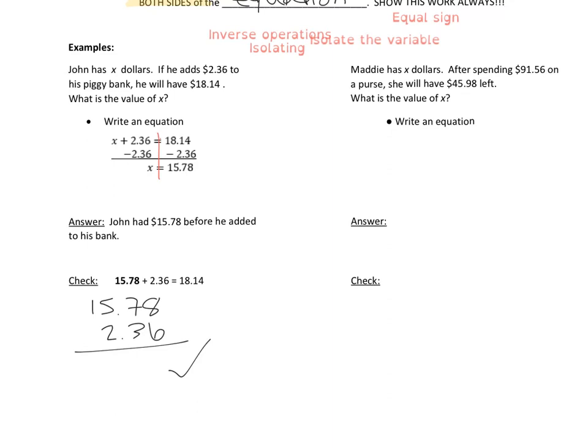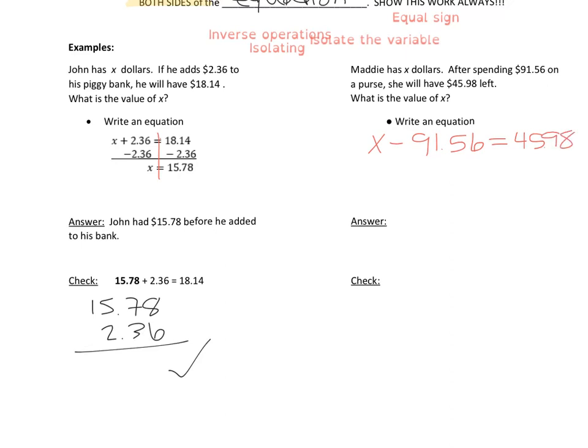All right, this next one over here, let's go ahead and write our own. Maddie has X dollars. After spending $91.56 on a purse, she will have $45.98 left. What is the value of X? So we have X amount of dollars, and then she spends money, which means she's taking it away from what she had. So $91.56. And after she spends it, she has a total of $45.98.